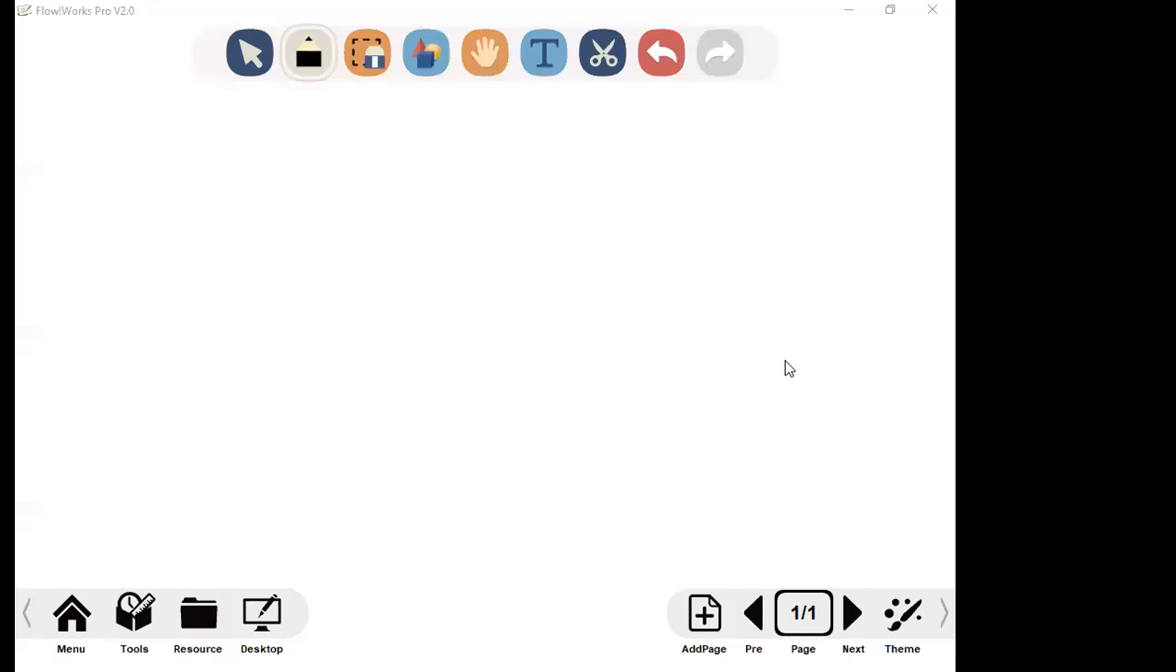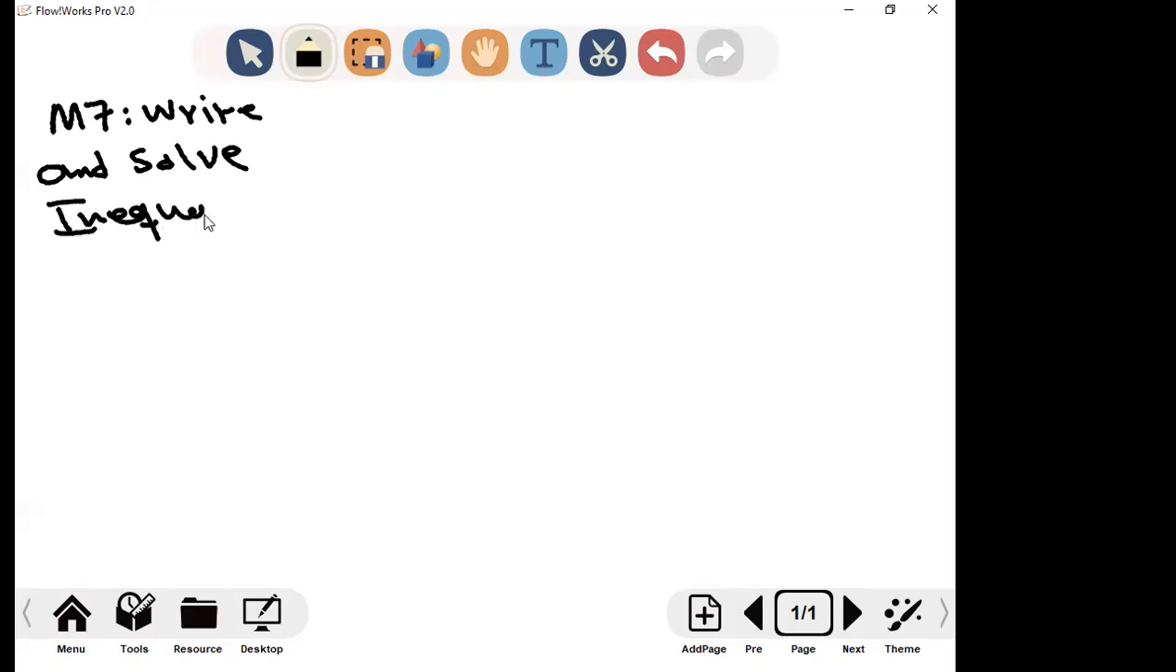We are in module 7. Module 7 is about write and solve inequalities. And we are in lesson 1.